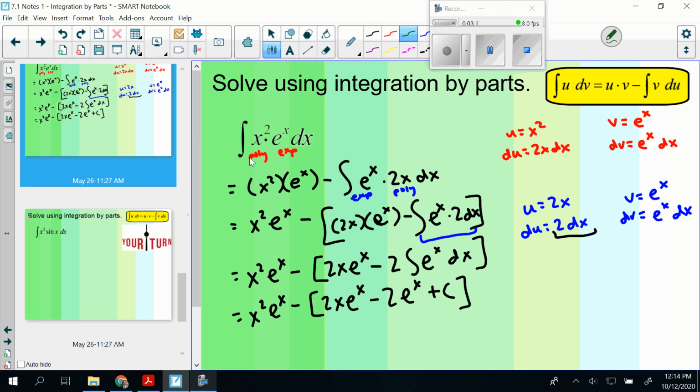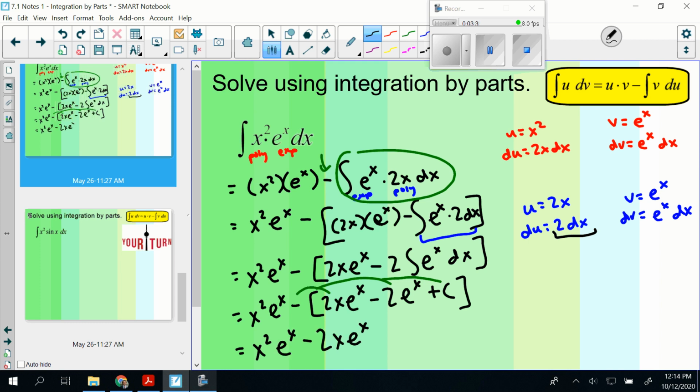Well, almost. We substituted all this in place of this integral up here. And notice that in front of it was a minus sign. That minus sign now needs to get carried through and everything needs to get subtracted here. So we end up with x squared e to the x minus 2x e to the x. The next one's minus a negative, so that'll turn into plus 2 e to the x.